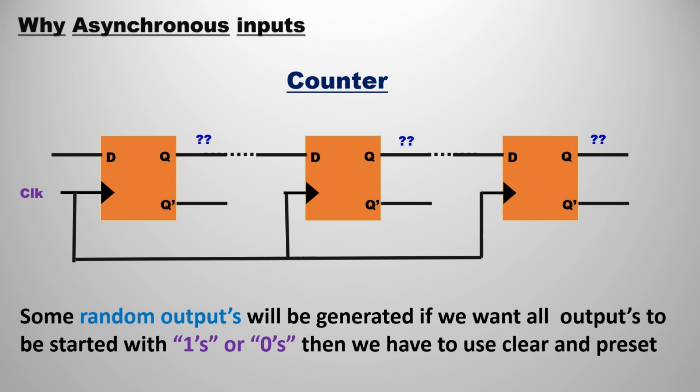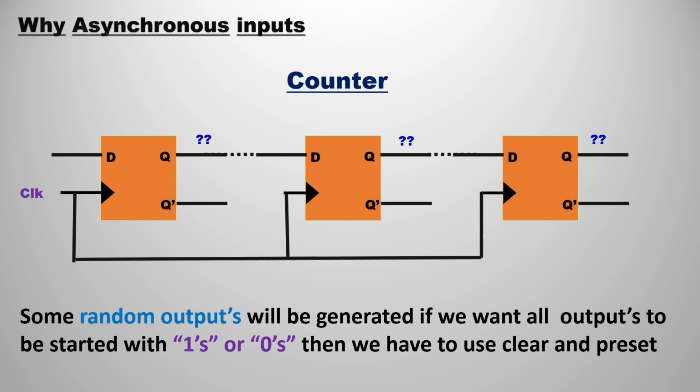So why asynchronous inputs? Now you might have a doubt: okay, I understood the clear and preset inputs, but where are we going to use these inputs and why do we require them? Suppose we have a counter. In an upcoming video we will have a detailed discussion on counters, but just understand it is a cascade of flip-flops. In this one I have two D flip-flops, and you can see I am giving the same clock.